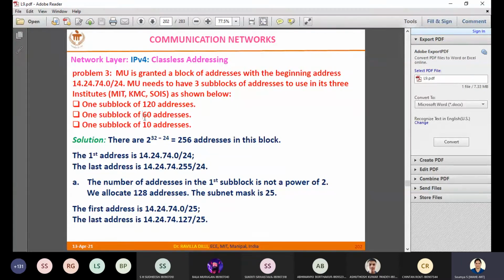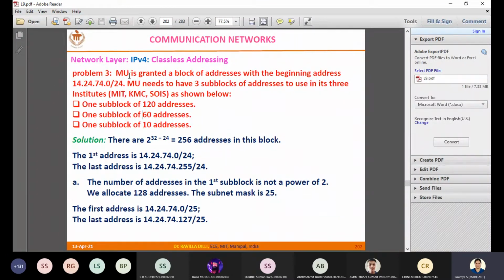Similarly, look at the next one. It says one block of 60 addresses. Again, 60 is not a power of 2. So how many would we allocate? You have to allocate 64 addresses. And the third one, a block of 10 addresses. 10 again is not a power of 2. 8, however, is a power of 2, but you cannot allocate 8. Why? Because it needs a minimum of 10 addresses, right? So you can allocate 16 addresses instead.